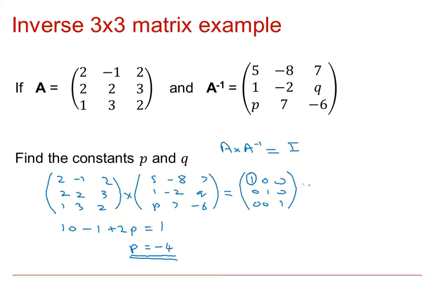If we're looking for Q now, I'm going to focus on this top element there. So that's the top row times the third column. So we can do 2 times 7 minus 1 times Q, and 2 times minus 6 has to give me that element which is 0. So Q would be 2. We don't need to do all the other multiplications in this question to find the P and the Q.